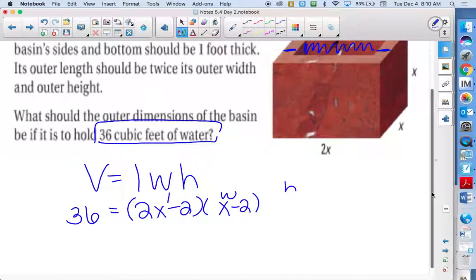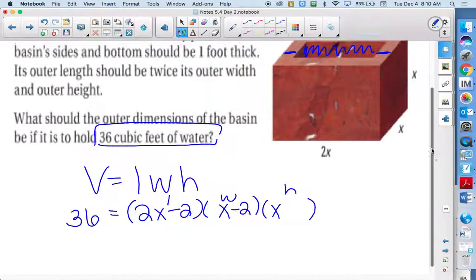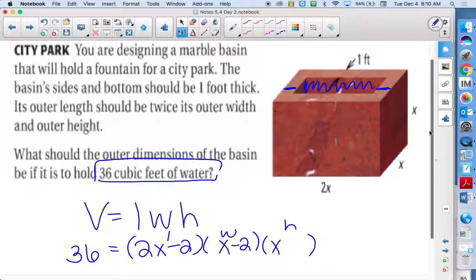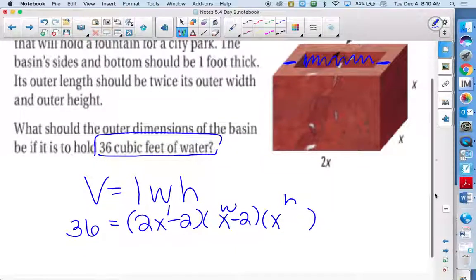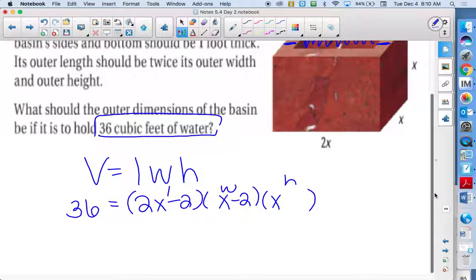The height is also x. But it says the basin's side and bottom should be 1 foot thick. So it's not sitting on the ground, because if it was, the water would spill out of it. It has a bottom to it that's a foot thick. Does it have a top to it that's a foot thick? No. So instead of subtracting 2 from the height, we'd only subtract 1.